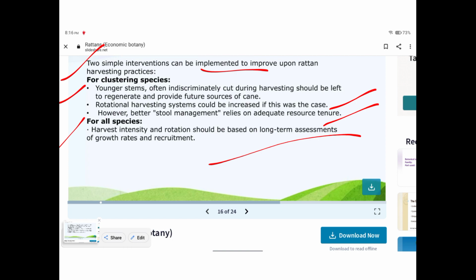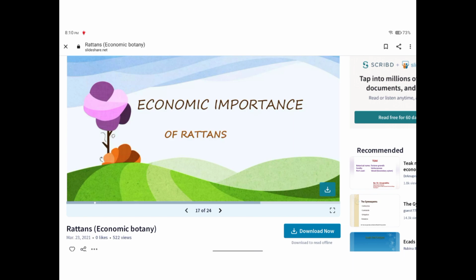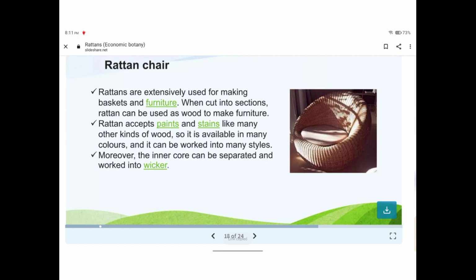Now we have a botanical description where we have discussed the plant physiology. Then we have told how the cultivation works. Now it's time to study the economic importance, since this is a non-wood forest product. I hope you will understand what I'm teaching you.